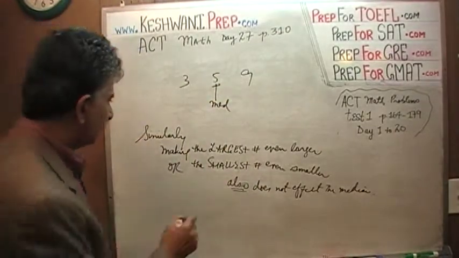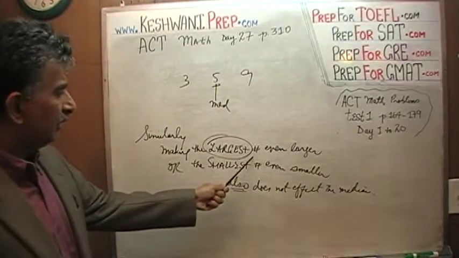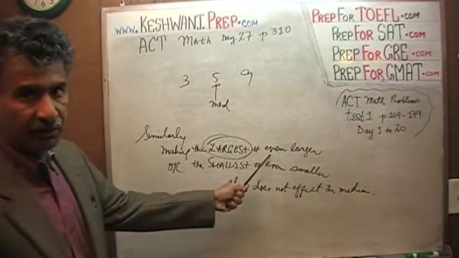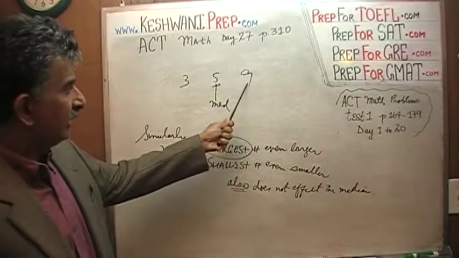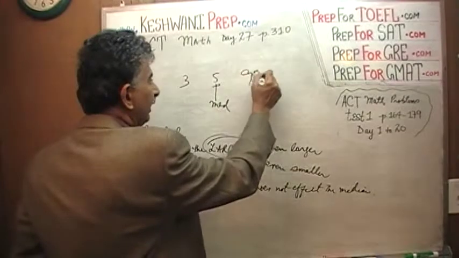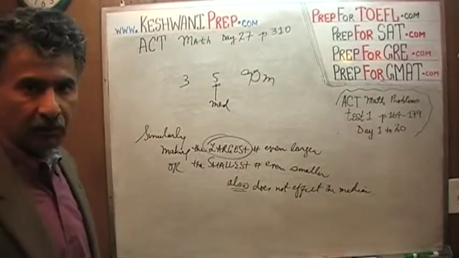Now you take the largest number, and you make it even larger. Making the largest number even larger is not going to change the median. So if you have 9, and if you turn that 9 into 90 million, well, it's not going to affect the order. The order is still the same. The 5 is still in the middle.